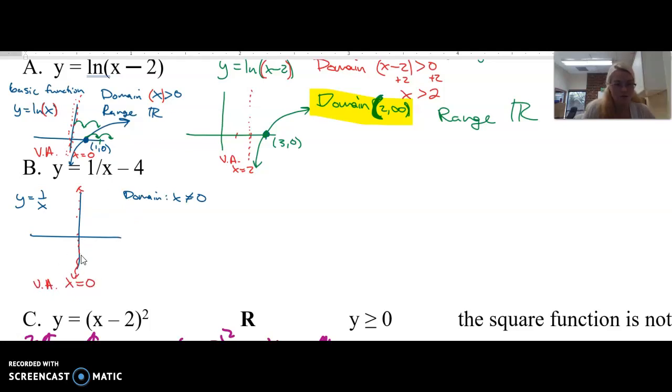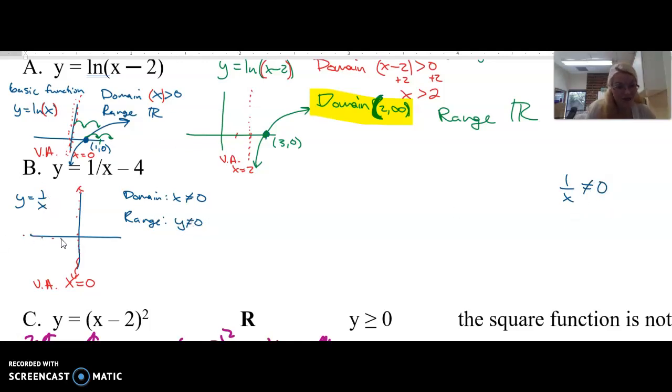Vertical asymptote. The range, well, 1 over x is a fraction. If I plug real values in for x, will I ever get 0? 1 divided by what is 0? Is there anything? No, right? 1 over x will never equal 0, so y will never equal 0.